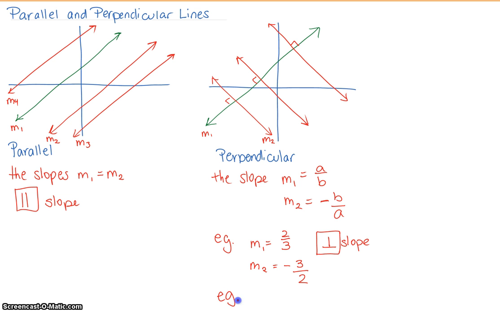Another example, if my first slope was, let's say, negative 4 over 5, the perpendicular slope, M2, is going to have to be, now if it's already negative, when I flip the sign it makes it positive, and I switch my numerator and denominator. So one is going to be positive, one is going to be negative.